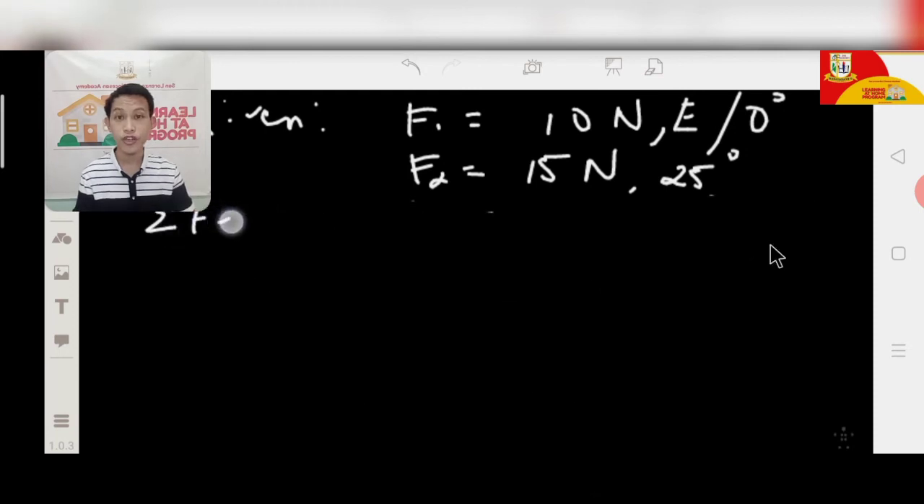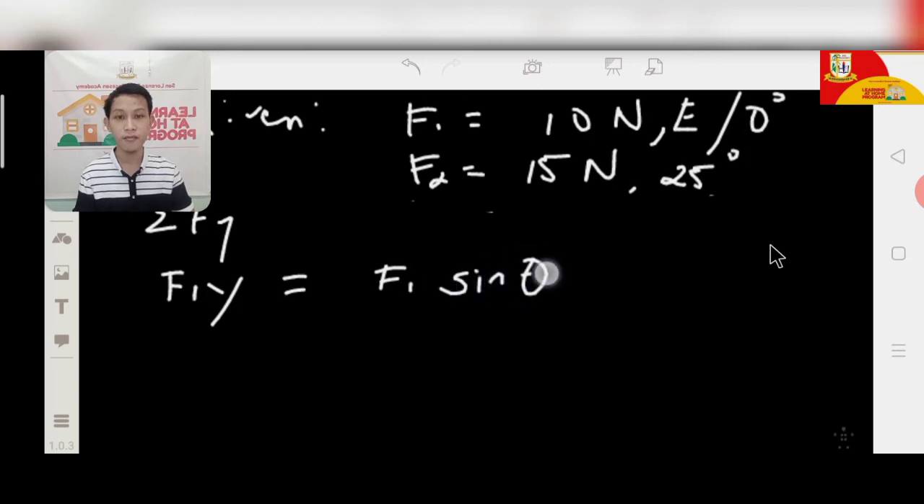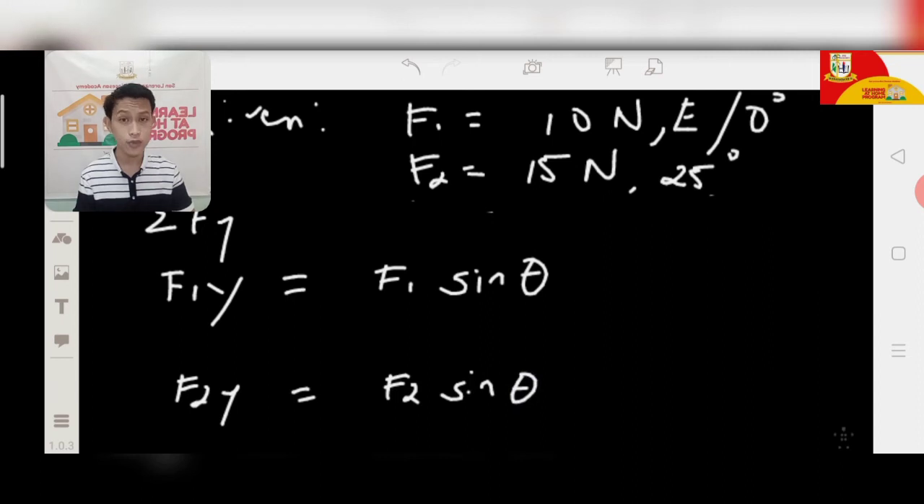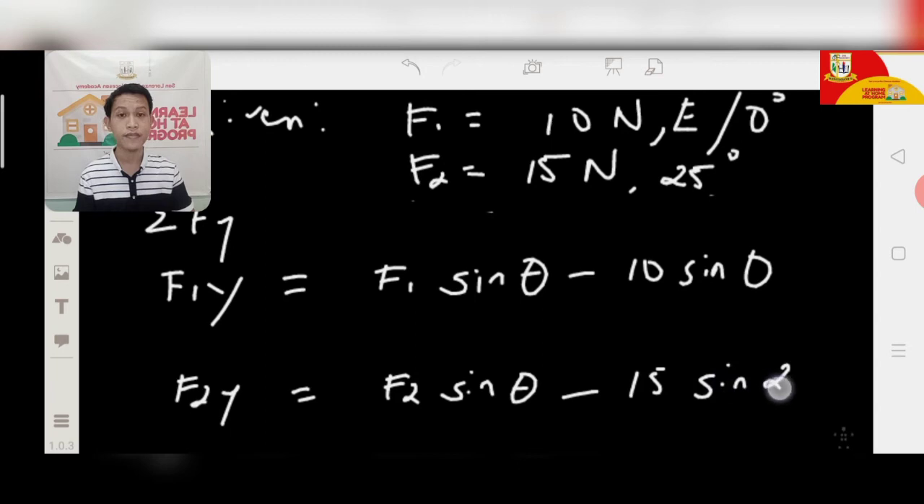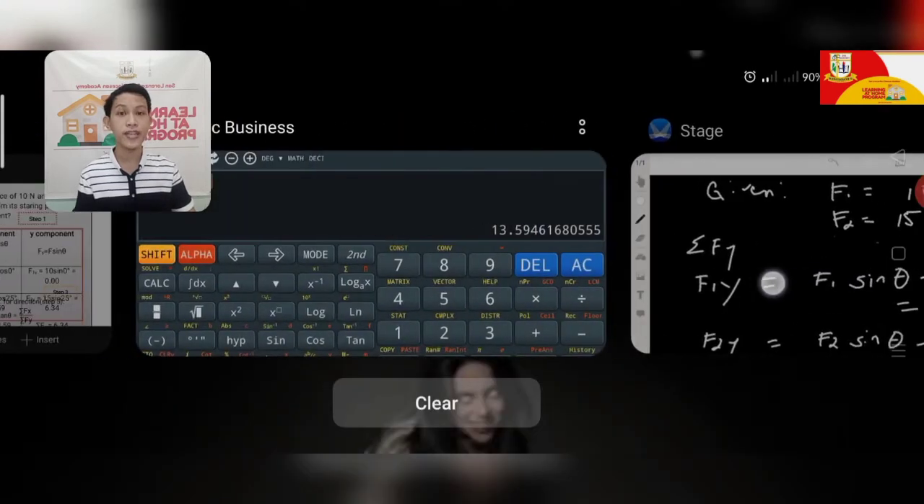Now for the summation of f of y, or the vertical component of the component vectors, we have f of 1y is equal to f of 1 sine theta. And then for f of 2y, we have f of 2 sine theta. Again, we will substitute the given values. For f of 1, we have 10 sine 0 degrees. And for f of 2, we have 15 sine 25 degrees.